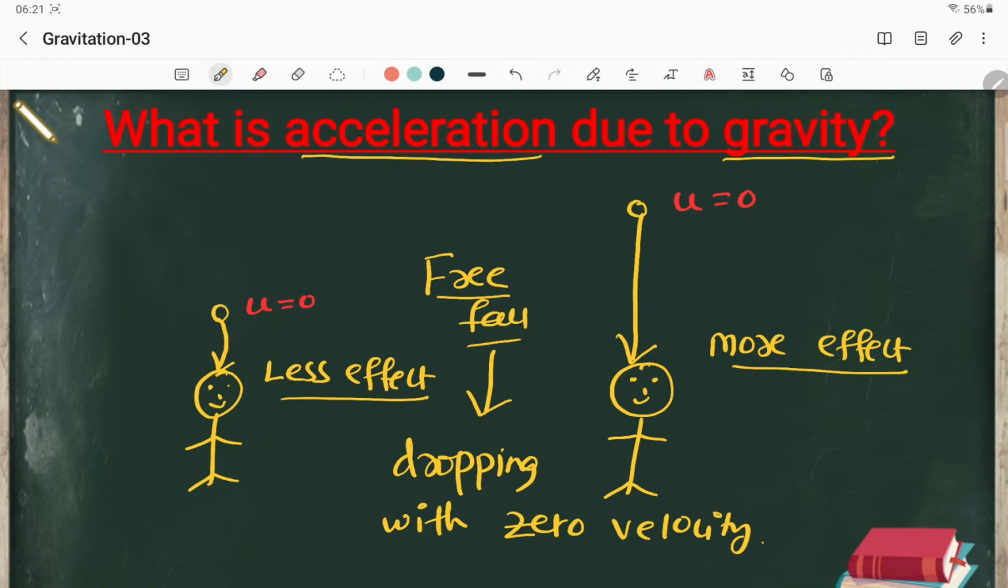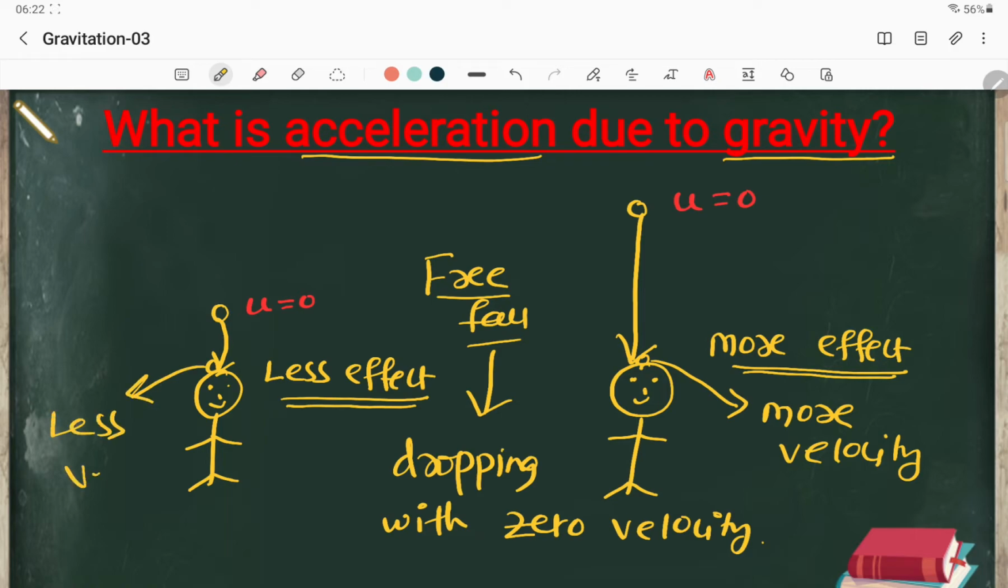It will cause more harm to your head. This one will come and hit you and cause more effect, and that one will hit you and cause less effect. Why is it happening? Because here it is hitting you with more velocity, and here it is hitting you with less velocity. Now what is happening is, when this stone is dropped, initially its velocity is 0, and then it is increasing as it is coming down. The velocity is increasing.